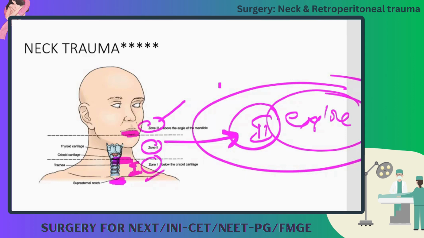Zone 1 means it's below the cricoid cartilage, sir. Yeah, below the cricoid cartilage. So what is zone 3? Above the angle of mandible to the base of the skull. Zone 2 is in between, below the mandible, above the cricoid cartilage. Okay?